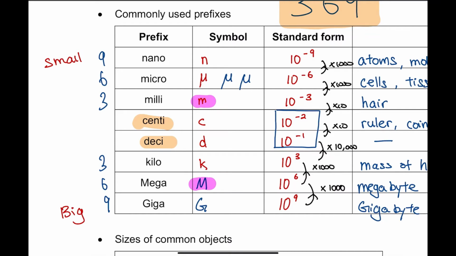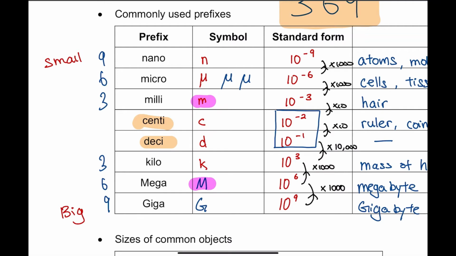Why I highlighted milli m and mega M is because mega is capital, milli is small letter. So mega is 10 to the power 6. Giga, capital letter G, and the standard form is 10 to the power 9.